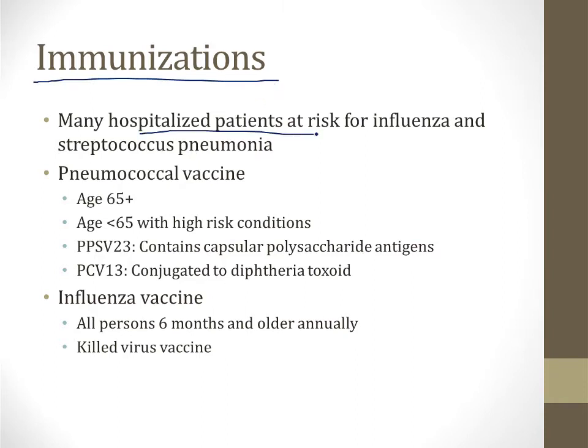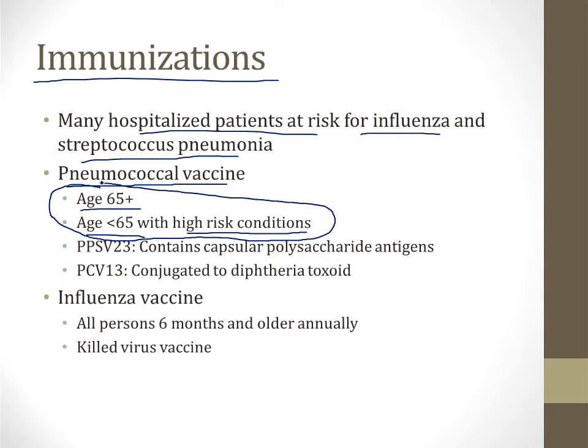Hospitalization is a good opportunity to conduct immunizations on patients who need them. Many hospitalized patients, especially adults, are at risk for influenza and Streptococcus pneumoniae. So these two immunizations can be administered while the patient's in the hospital. The indications for the pneumococcal vaccine are age 65 plus or age less than 65 with high risk conditions like heart or lung disease, and almost all hospitalized patients meet one of these two criteria or both of them.